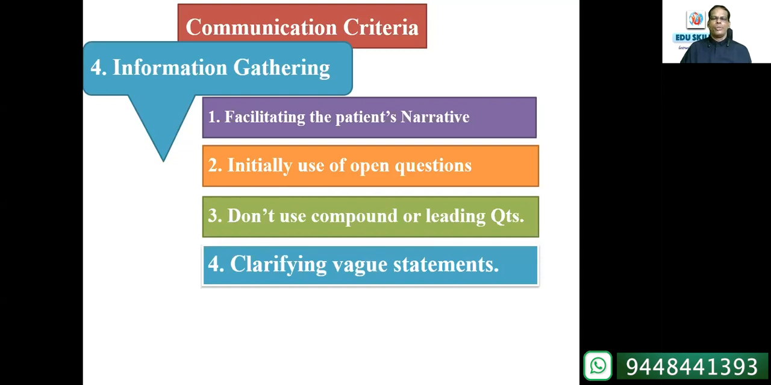Clarifying vague statements. You should be able to clarify if they make some very vague statements which have no clear meaning or which you are not sure about.